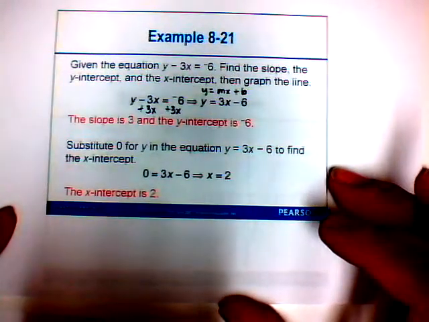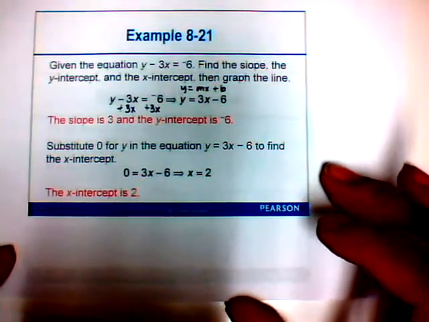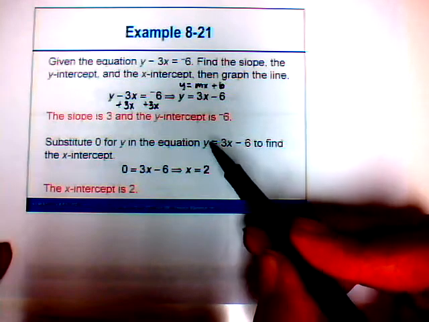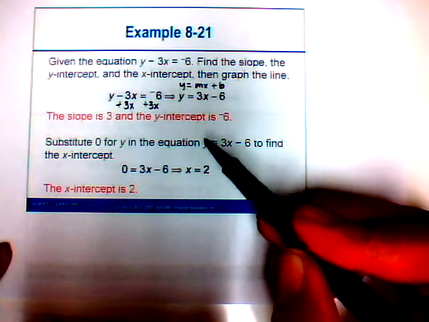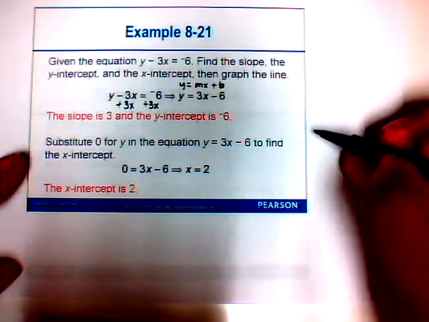Okay. So we got the slope, we got the y-intercept. Now we need the x-intercept. We're going to substitute. To find the x-intercept, you take your y and replace it with 0. So you're going to substitute 0 for y in this equation.